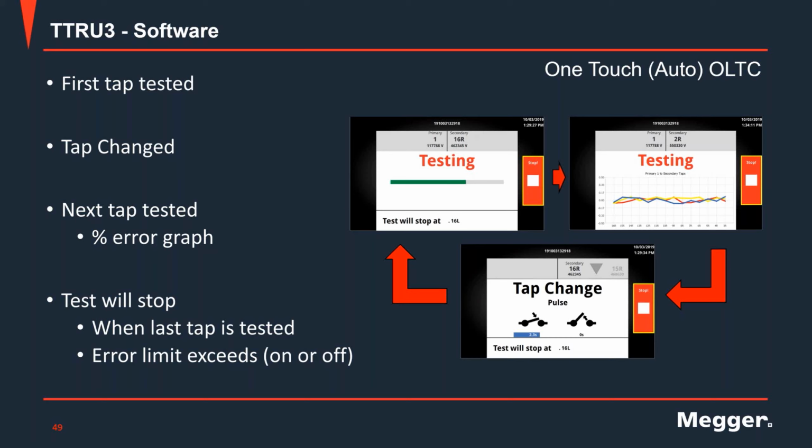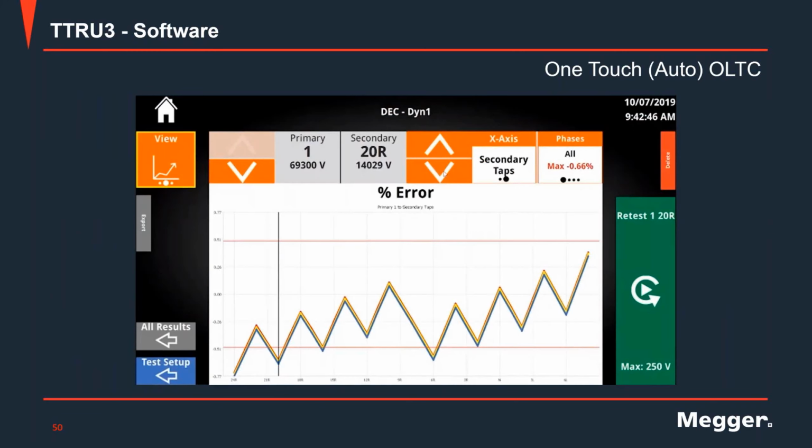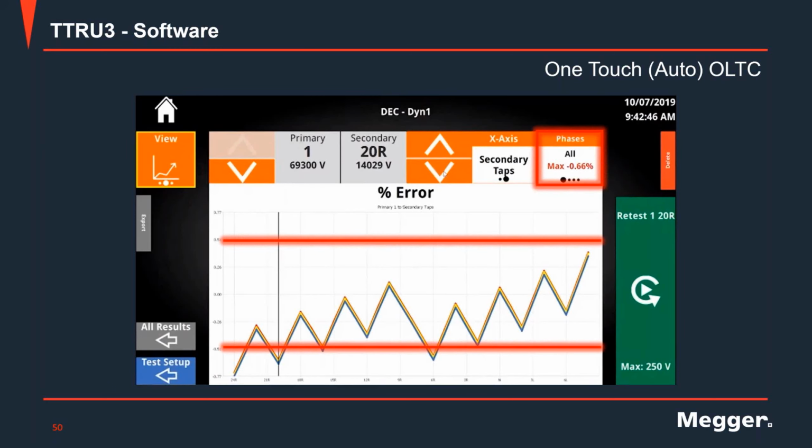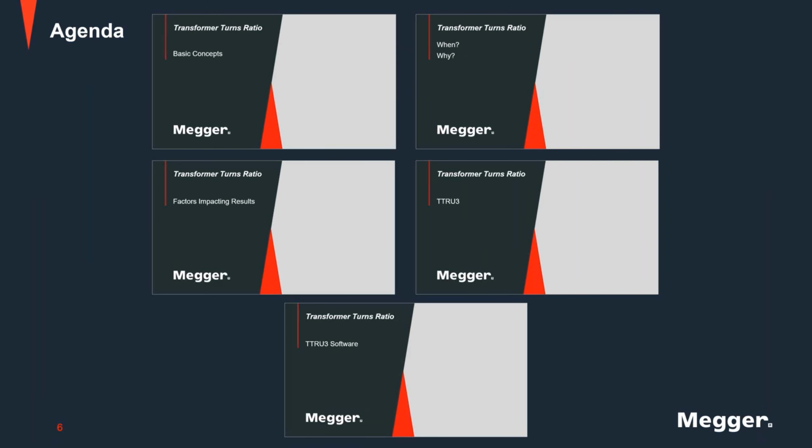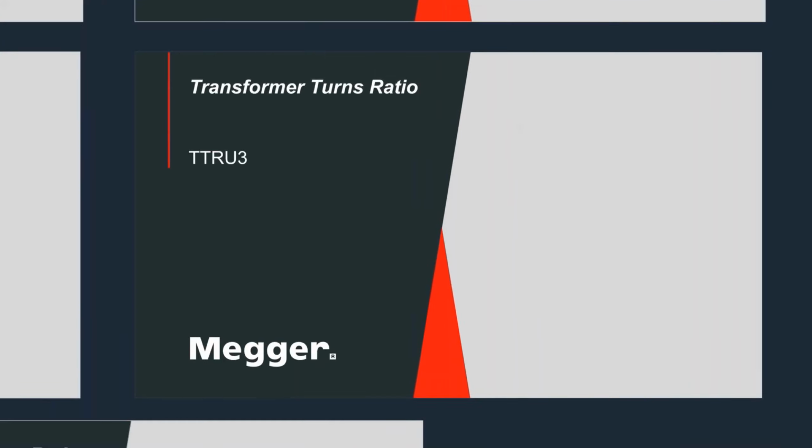At the end, you can look, as I showed before, at the results in the graph. In this case, just to make it more visible, the graph will actually show my error limits, so you can quickly have a glance at which taps are failing. It will also show in the top section the maximum error measured during the test. So those are the main features of the software of the new TTR U3. Again, we think the features are actually very useful for field testing.